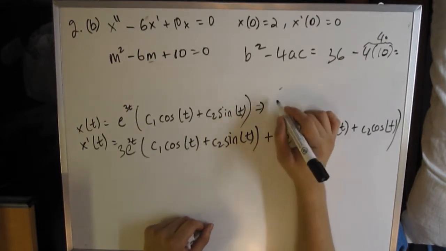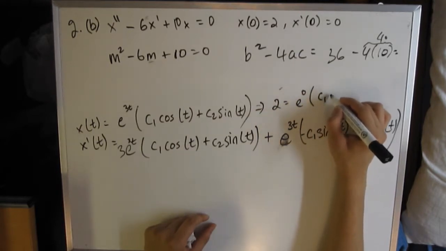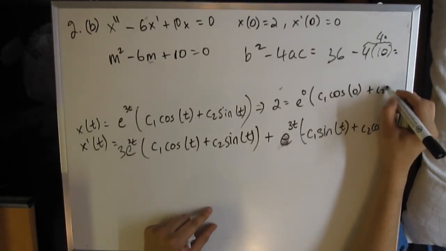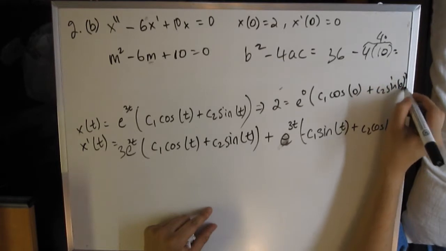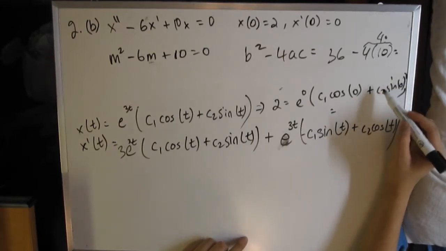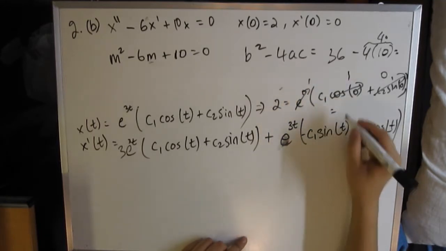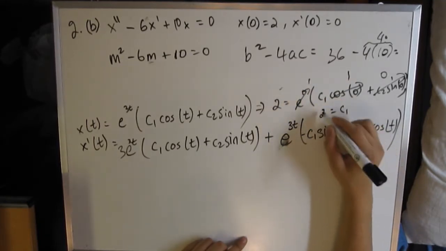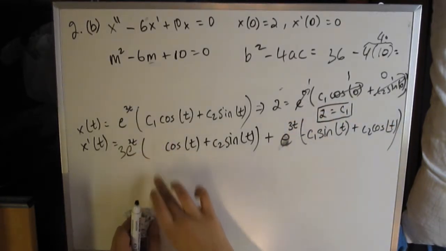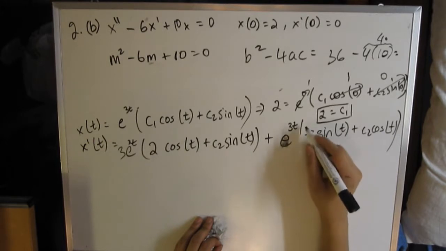So we know that x is equal to 2 when t is equal to 0. So e to the power of 0 multiplied by c1 cos 0 plus c2 sine 0. And as we know, sine 0 is 0, and cos 0 is 1. So you're just left with 2 is equal to c1. So now you actually have a value for c1. And I'm just going to go ahead and substitute that in all over here, because I don't want to bother with an arbitrary value. So that's going to be our negative 2 over here.